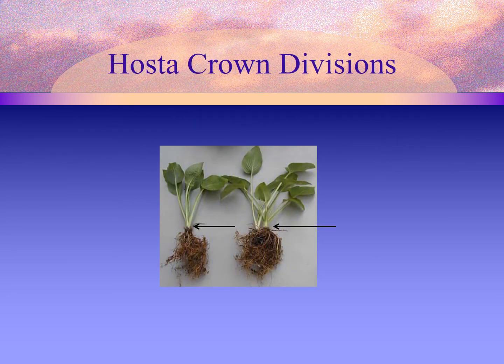So here's a picture of some hosta plants. Hostas are herbaceous perennial plants, and these are what are called hosta crown divisions. So somebody dug a hosta plant up in the fall and divided it into two plants. And where you see the black arrow, that black arrow points to the crown of the hosta plant. So in other words, it's pointing to the interface between the shoot system and the root system that would exist at or just below the soil surface.